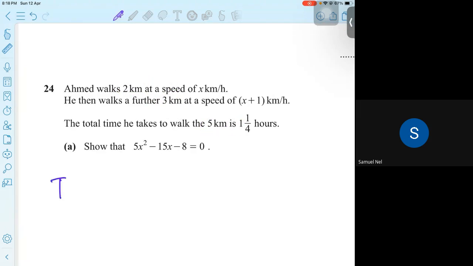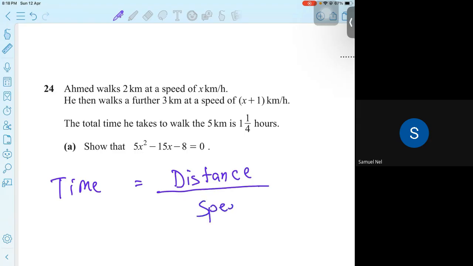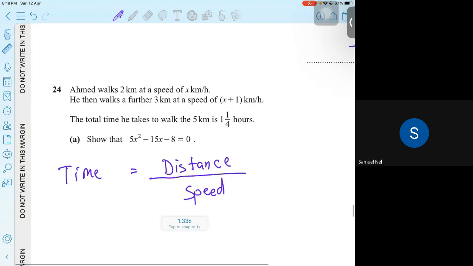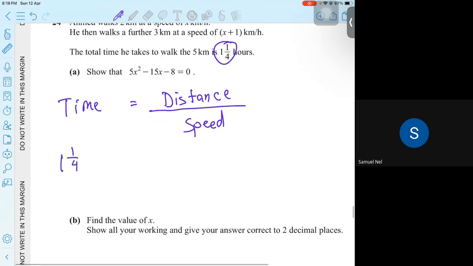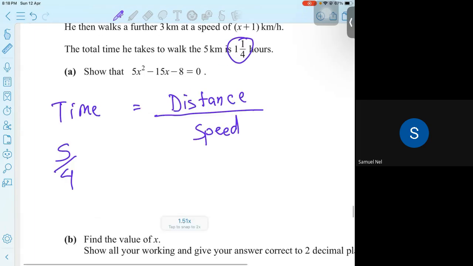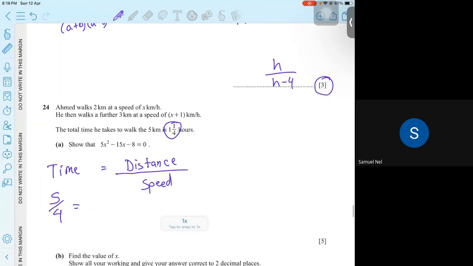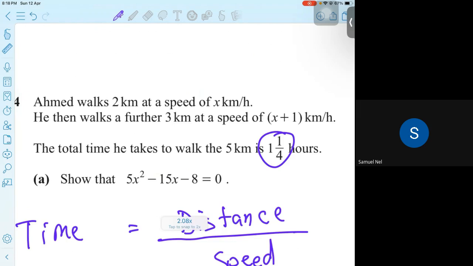So I know the time to be distance over speed, right? So the time is given as 1 and 1 over 4. It's better to write this as an improper fraction, so 5 over 4, because that will help us to do cross multiplication later on, okay? Or even if you prefer doing it in decimals, it's completely fine. These are all equivalent, so no worries. So let's try to find the distance over speed now.